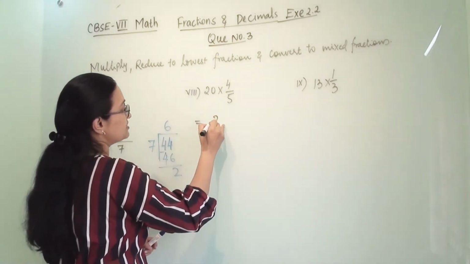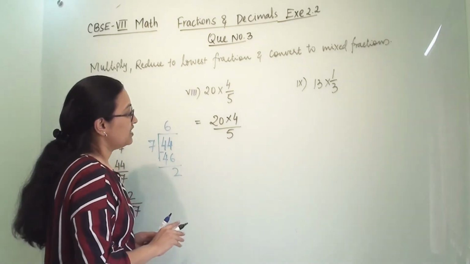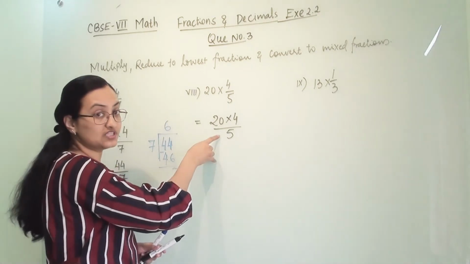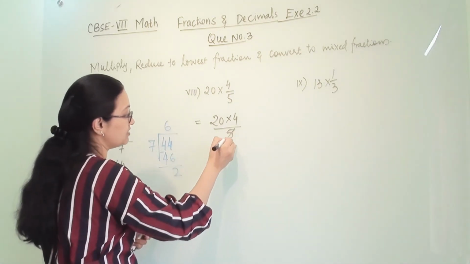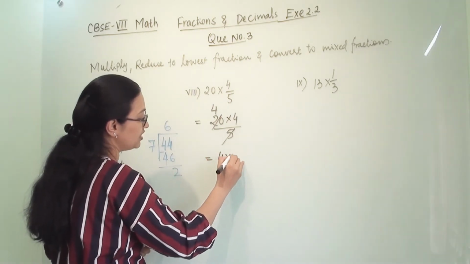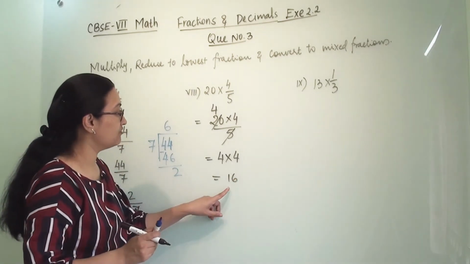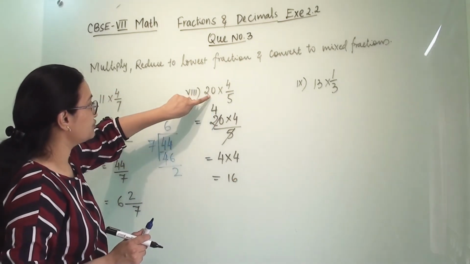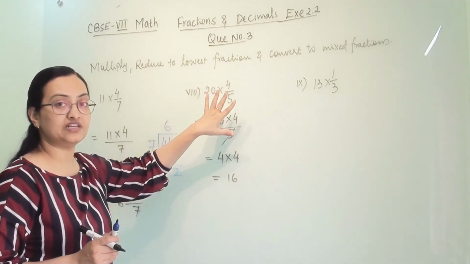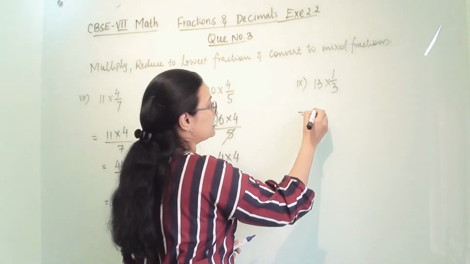The next is 20 into 4 divided by 5. Now 5 and 20, we can reduce these two to their lowest term like this. 5 4s are 20. So here we will get 4 into 4. So we will get here 16. 16 will be our answer. From here also we can directly cut and write here 4 because they are in multiplication, so we can reduce them.